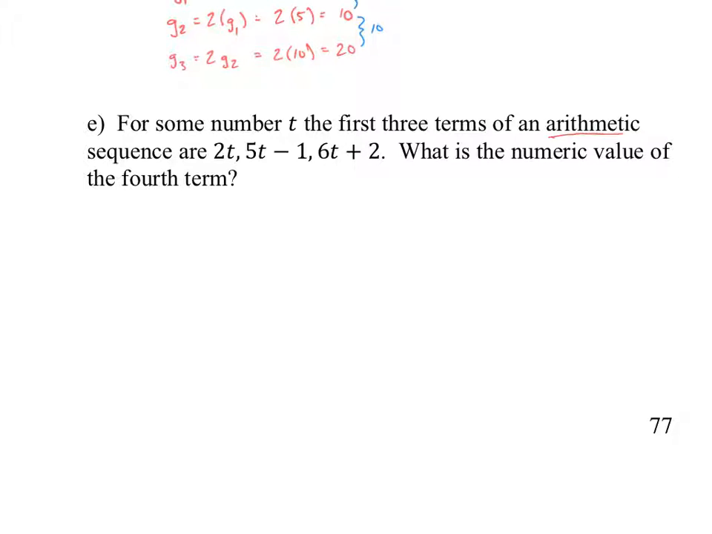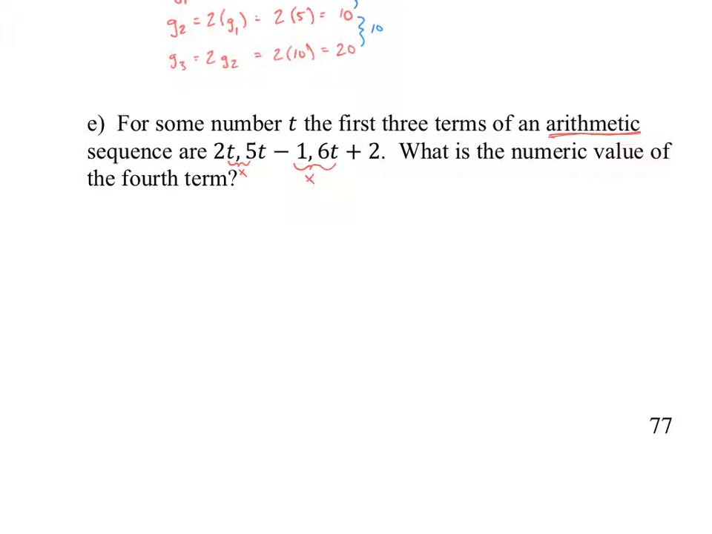Because if it's arithmetic, we know that the common difference between each of these is the same. So the difference between 2t and 5t minus 1 is some value. And this difference is also going to be that same value, as will be the difference between 6t plus 2 and the 4th term, right? So the common difference is always going to be exactly the same. So what we've got to figure out is, what is that common difference?